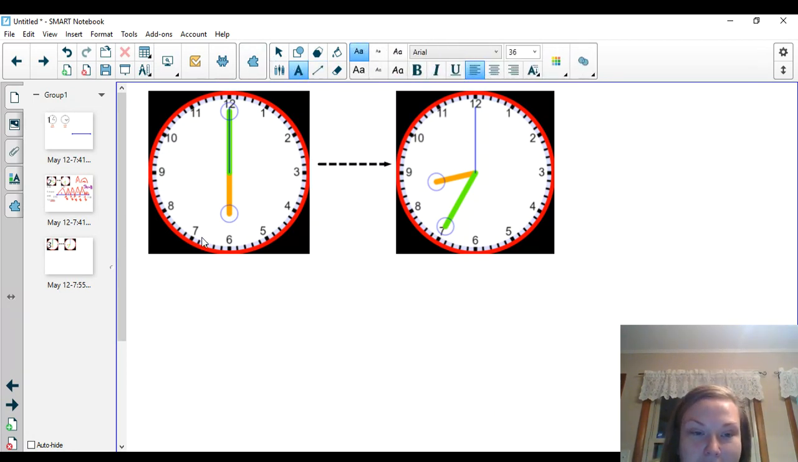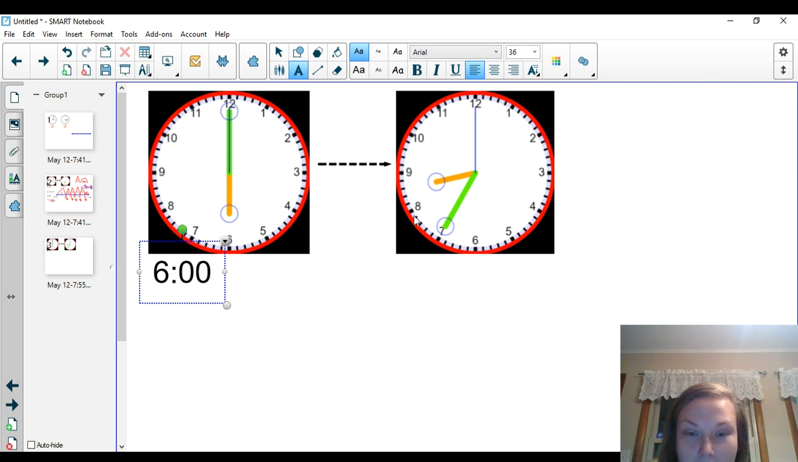When I look at the first clock, it's like my favorite time because the minute hand and the hour hand are lined up, but I know the short hand is orange, so that's going to tell me that's 6 o'clock. And when it's pointing to the 12, that's o'clock, so it must be 6 o'clock.